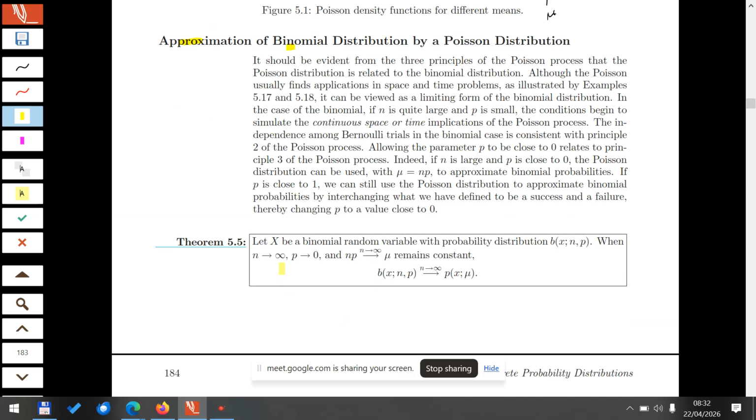This was my starting point: if you start with a binomial random variable, which we write as b of x semicolon n comma p, and then you apply these limits, large values of n, small values of p, and in such a way that n times p is constant, mu, then the binomial distribution approaches this Poisson distribution.